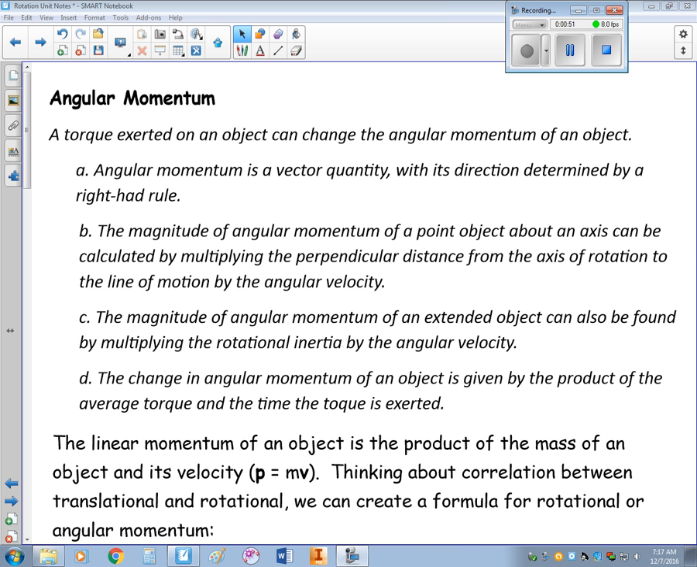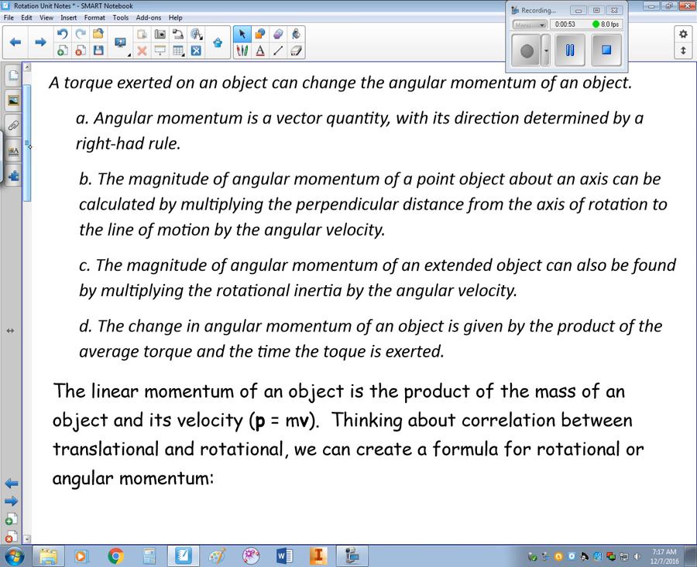So we'll go over that again. The magnitude of the angular momentum of some sort of point object around an axis can be calculated by multiplying the perpendicular distance from the axis of rotation to the line of motion. So we'll cover that again. The magnitude of angular momentum of an extended object can also be found by multiplying the rotational inertia by its angular velocity. We'll cover that as well.